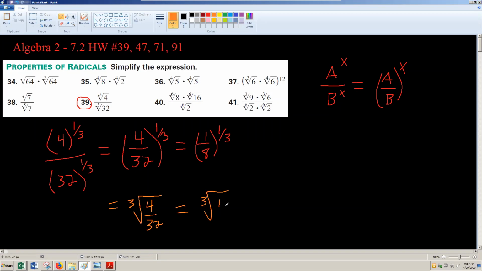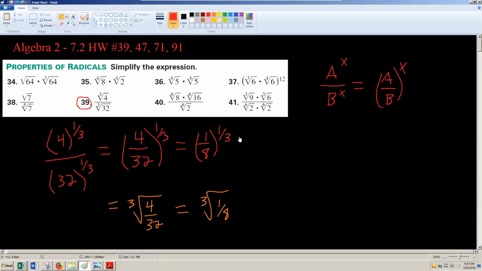Cube root of 1/8. So now I want to do one of two things. One, I want to maybe change the way this 8 looks, or I just want to split this up and look at each individual cube root. So I'm going to split this back up into each individual cube root.